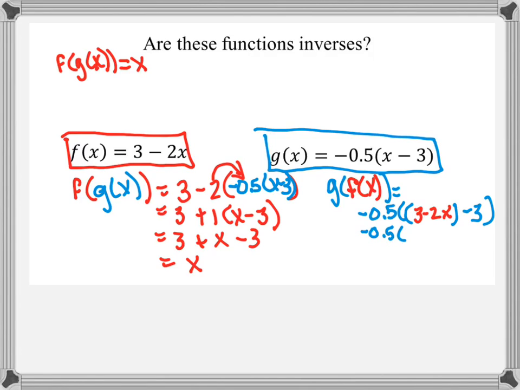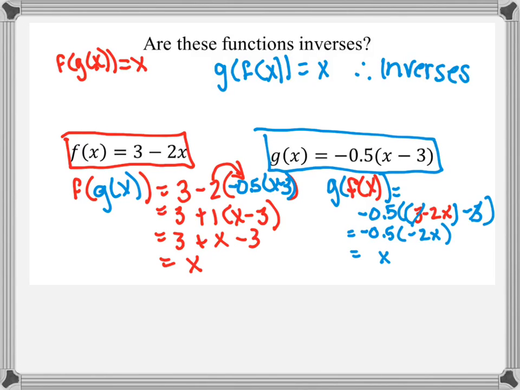So negative 0.5 times the 3's will cancel. We'll have negative 2x. And when we multiply that, we get x. So g of f of x also equals x. So that means these two functions are inverses.